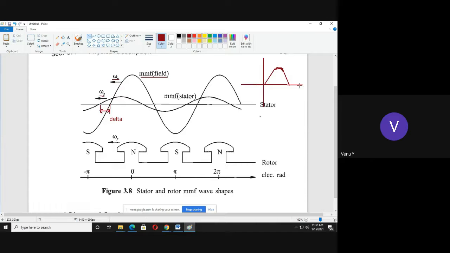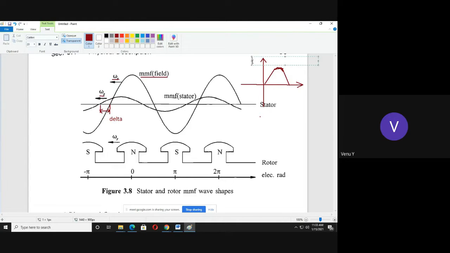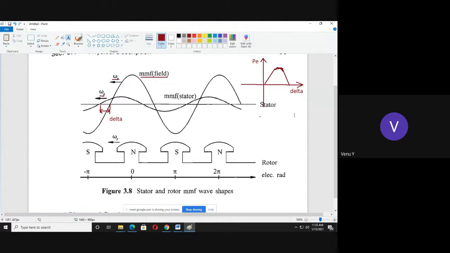Okay. So this is the power angle curve of the generator. This is the power P. This is the angle delta. Power angle or load angle. This is the power angle curve of synchronous generator.